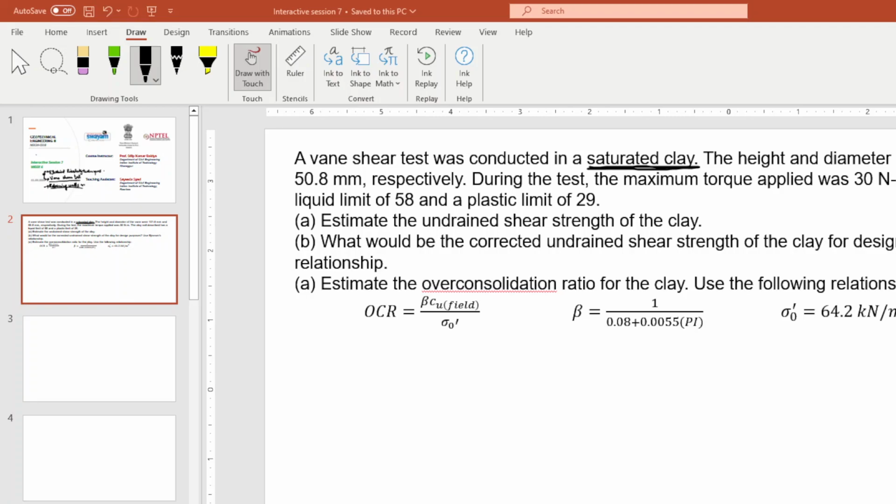Okay. So the height and the diameter of the vane were 101.6 millimeter and 50.8 millimeter respectively. During the test, the maximum torque applied was 30 Newton meter. The clay soil described has a liquid limit of 58 and a plastic limit of 29. See, normally this will be the question for you, the part A only at this level. This will be the only question for you. Estimate the undrained shear strength of the clay from the formula that you have. But I have included these two parts.